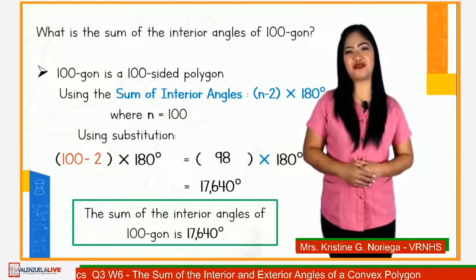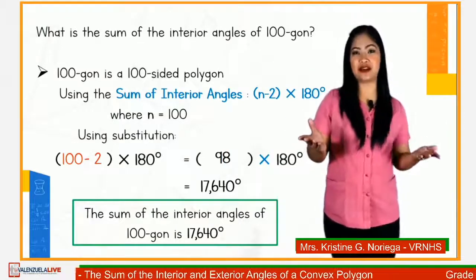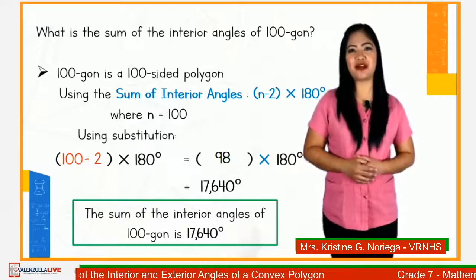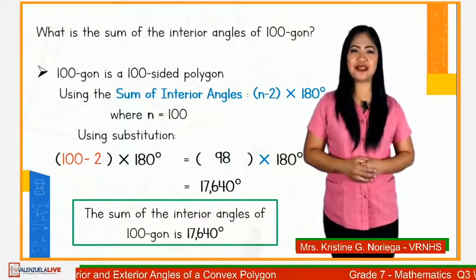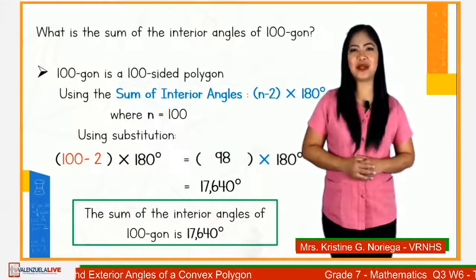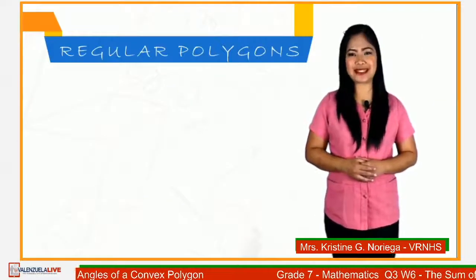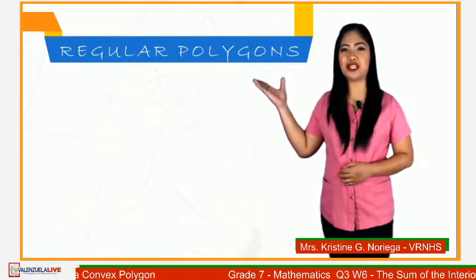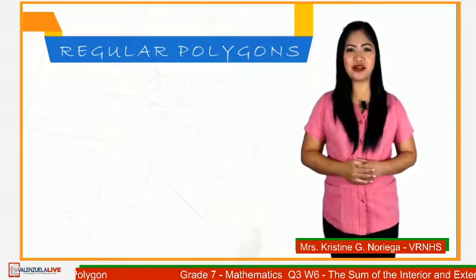Now that we already know the difference between interior angles and exterior angles, also the difference between convex and non-convex polygons, and the sum of interior angles, we will now proceed with the next concept that you need to understand for this week's lesson. And that is about regular polygons. So what are these so-called regular polygons?